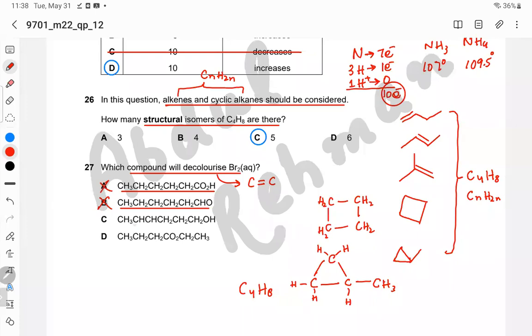Now, if you look over here, you have a CH and CH, which means that there must be a double bond over here, and there is no double bond over here in D. So D also goes wrong and C is the correct answer. Yes, Tisha and Hamna, very good.